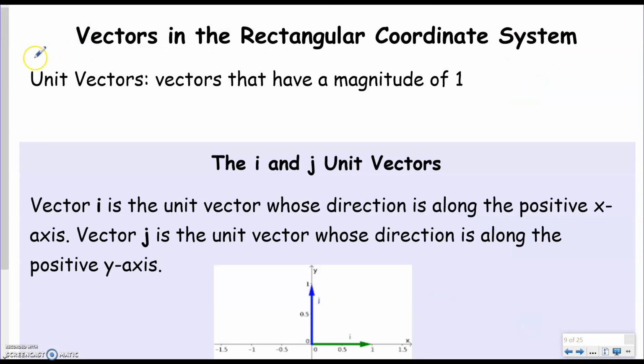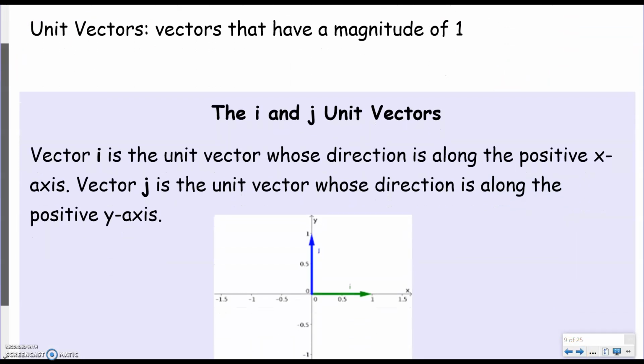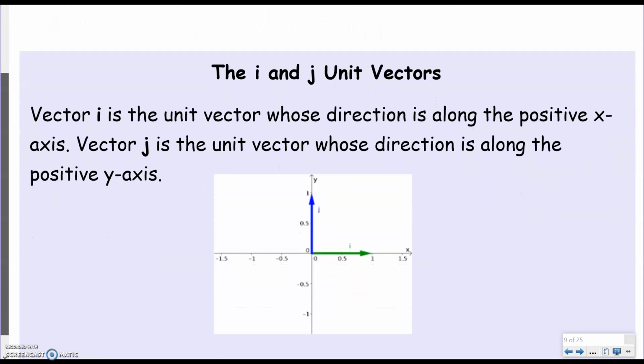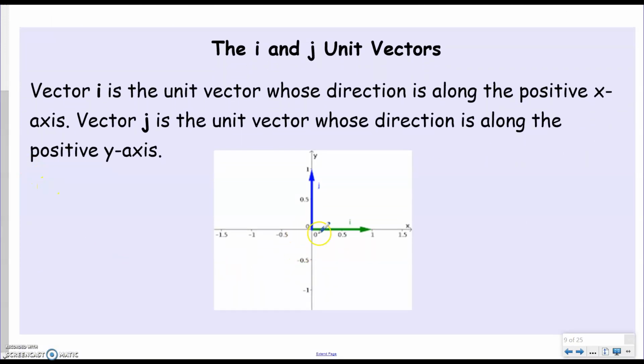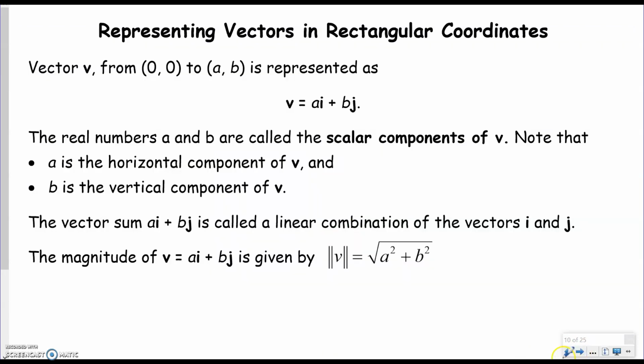All right, vectors in a rectangular coordinate system. Unit vectors are vectors that have a magnitude of 1. So we have i and j unit vectors. i is on the positive x-axis and j is on the positive y-axis, and we actually use that for a special notation for our vectors. When we are representing vectors using rectangular coordinates, vector v goes from the point (0, 0) to a point (a, b), and it's represented by a bold v equals a times a bold i plus b times a bold j.